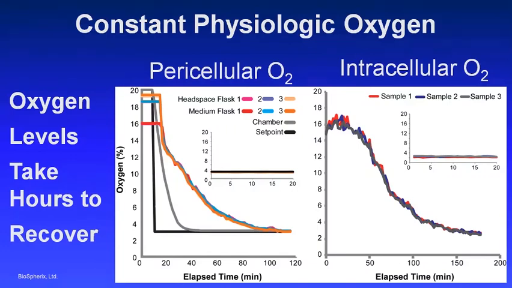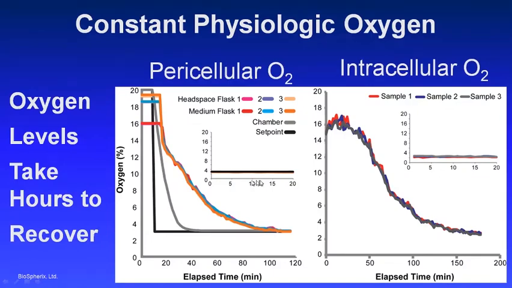Here's the pericellular oxygen in this chart on the left, and you can see that in the headspace or in the medium, it takes almost 2 hours for those cells to get back to the proper oxygen level after they go back into the incubator. And in the inset, of course, you can see that if the cells are never out of optimum, then they never have this time that they have to readjust back to the proper oxygen level.